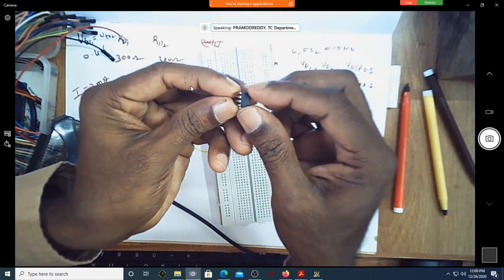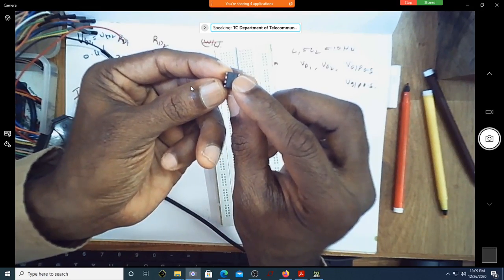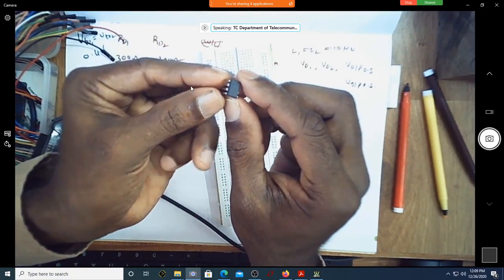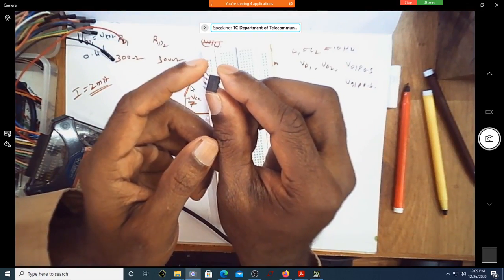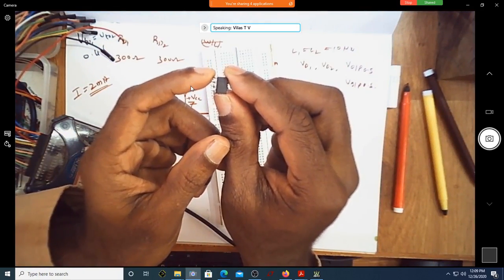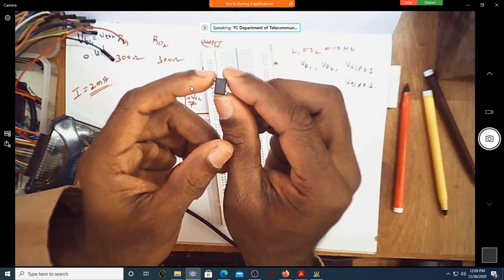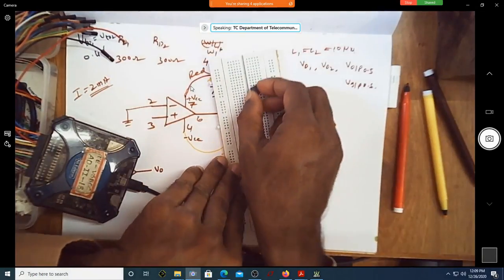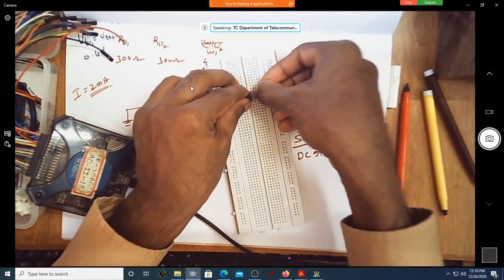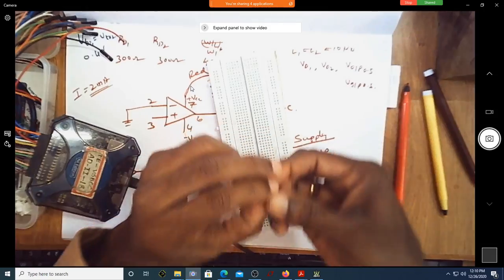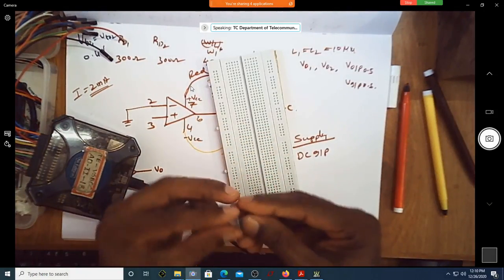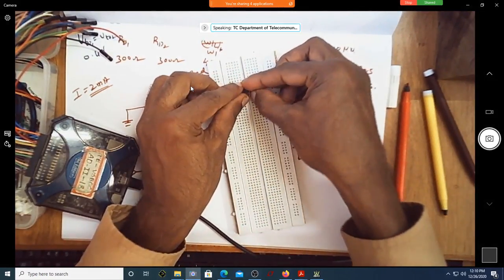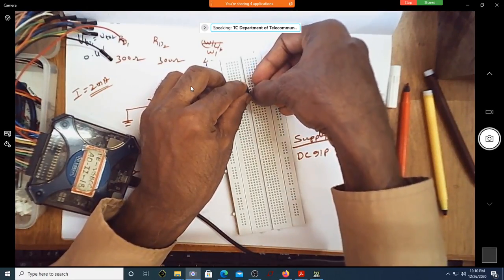As you can see, there is no notch here. Only you can see a small dot, a glazy one, on the top left. This is pin number 1. Correct? This is 1, 2, 3, 4. Then 5, 6, 7, 8. I will put it like this. Make sure that you are piercing it in such a way that it properly goes into those slots that are there on the breadboard.